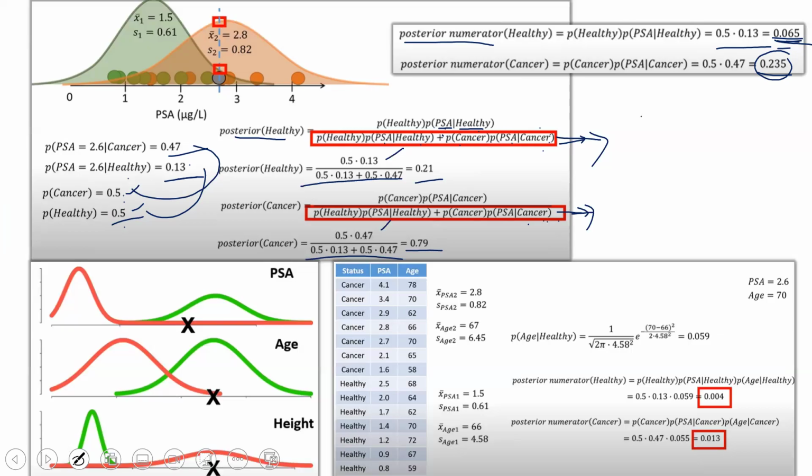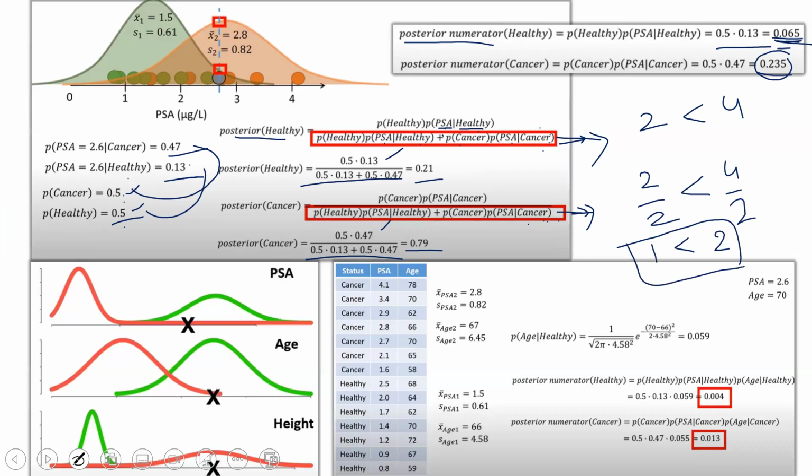Let's suppose you are comparing 2 and 4. We know 2 is less than 4. But when we divide both sides by 2, 1 is less than 2, the same result we will get. We are just scaling, so you can just ignore the denominators for time saving and to reduce the computational complexity. Okay, so that is how you actually do classification in naive Bayes.